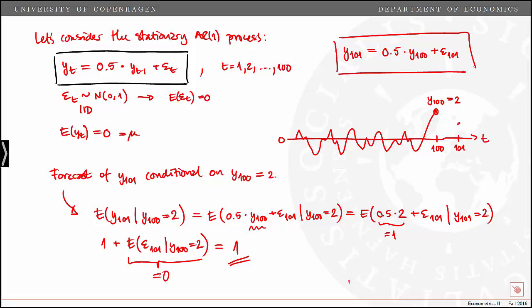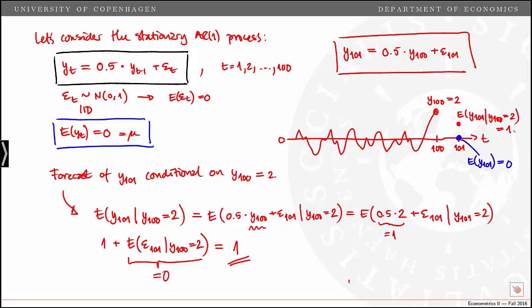If we plot it here, this is what we get. So this is our expected value of y_101 given that y_100 was equal to 2. Note that this is fundamentally different from the unconditional expectation which we had here. The unconditional expectation would be down here. So this is our unconditional expectation of y_101, which was equal to 0. And the conditional expectation we just saw is equal to 1.